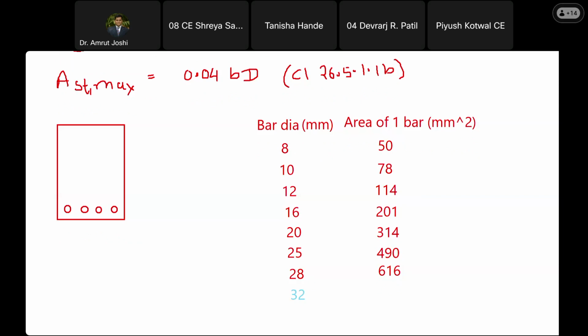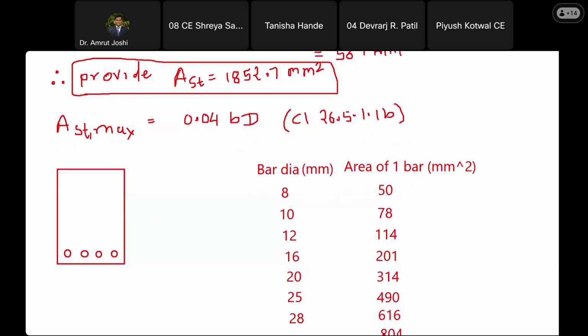Then calculate it for 32. 804.24. So 804, and calculate it for 36. 1,017.8. So 1,018. 1,018, na? Yes, sir. Not 1,118. 1,018, right? Yes, sir. So I think you should be remembering this table.